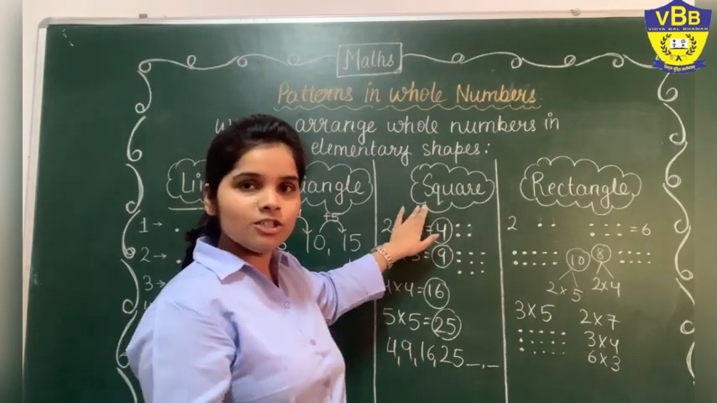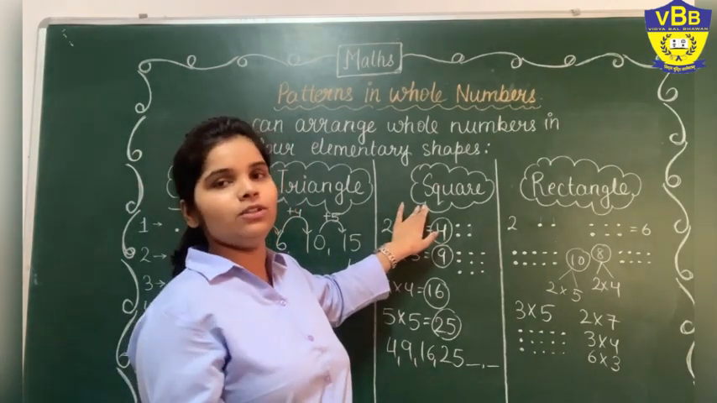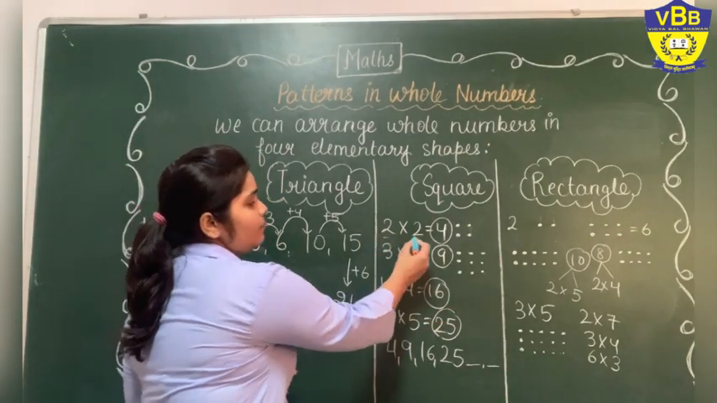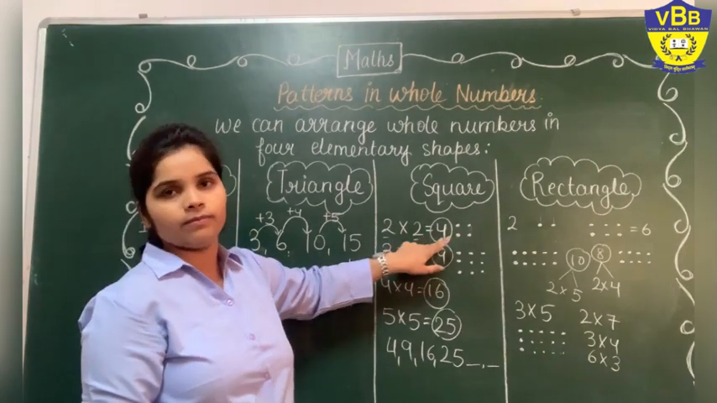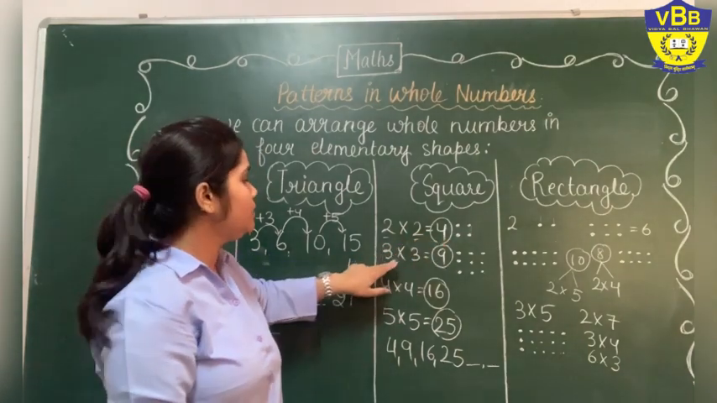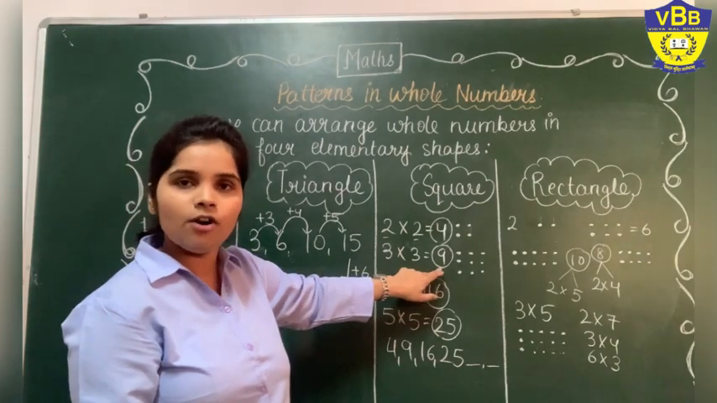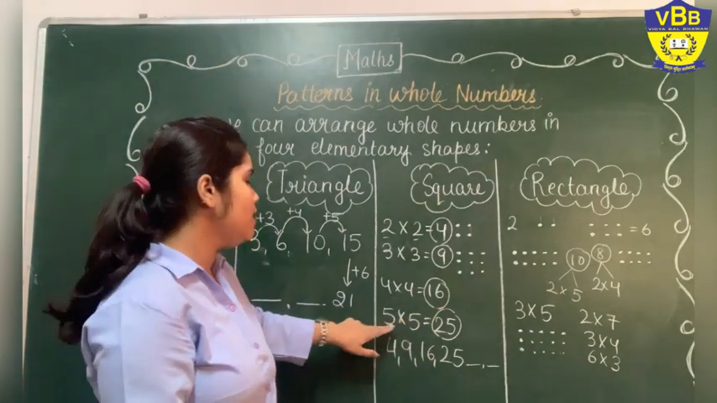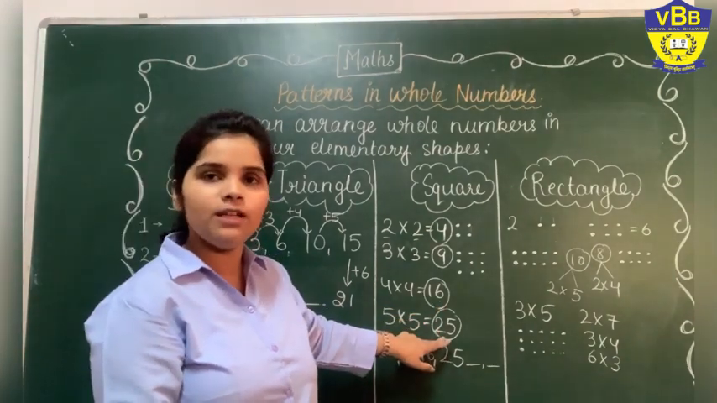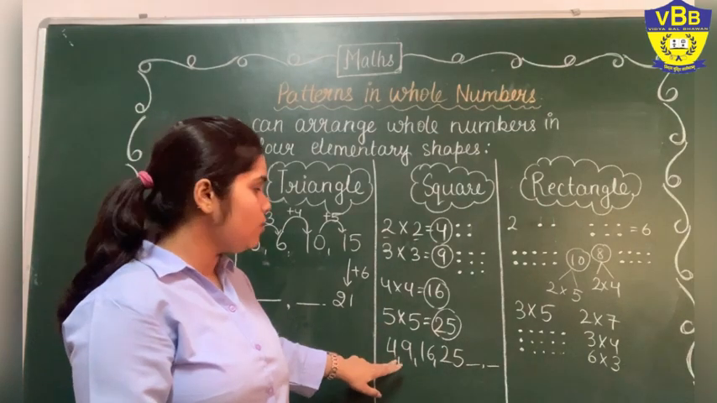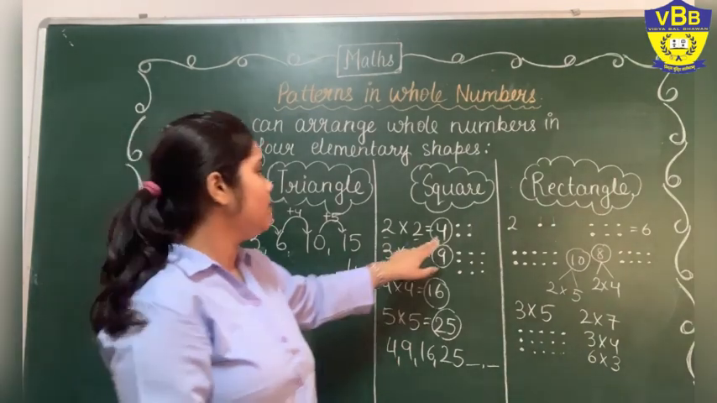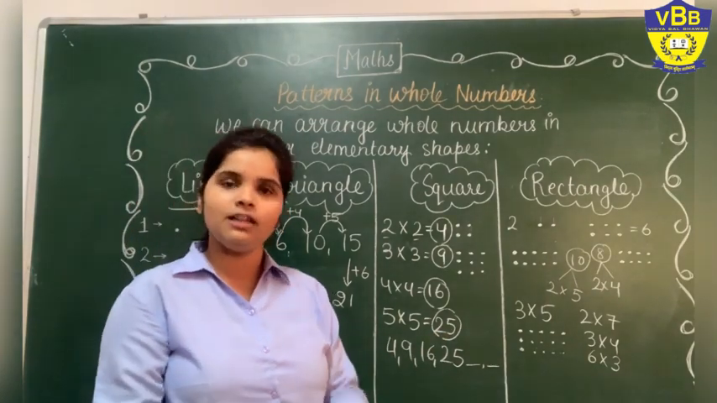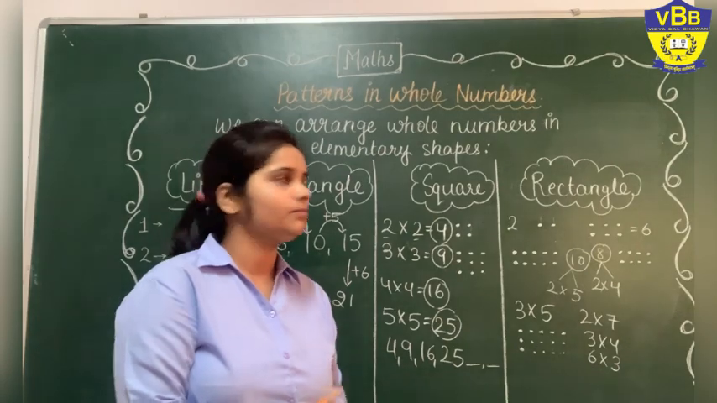Square numbers are also specific. Only some of the whole numbers can be arranged in a square, that is, a number multiplied by itself. 2 multiplied by 2, 4. 4 can form a square. 3 multiplied by 3, 9. 9 can form a square. 4 multiplied by 4, 16. 16 can form a square. 5 multiplied by 5, 25. 25 can make a square. So, what are the square numbers? 4, 9, 16, 25. What will be the next? 6 multiply 6, 36 will be the square number.